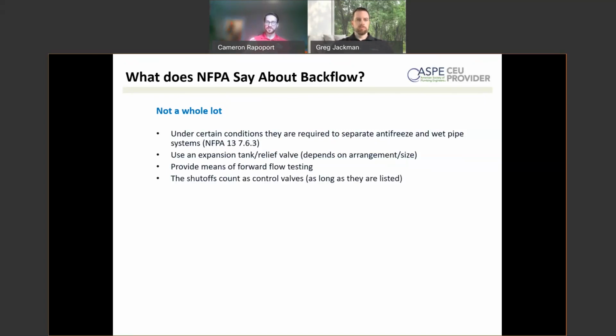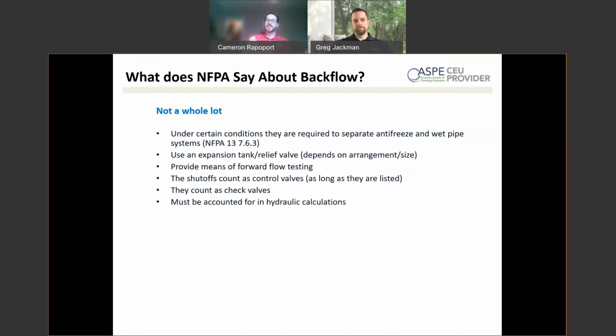These shutoffs count as control valves, because that's what they are. So you don't need to necessarily double up on control valves if it says you need a backflow preventer and you need, say, an OS and Y. If the backflow preventer has an OS and Y, NFPA is cool with you calling that the control valve. They count as check valves because they're check valves.